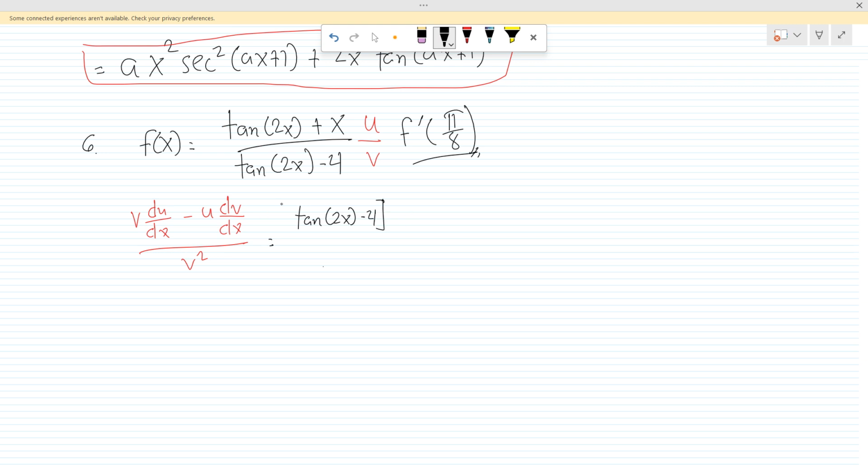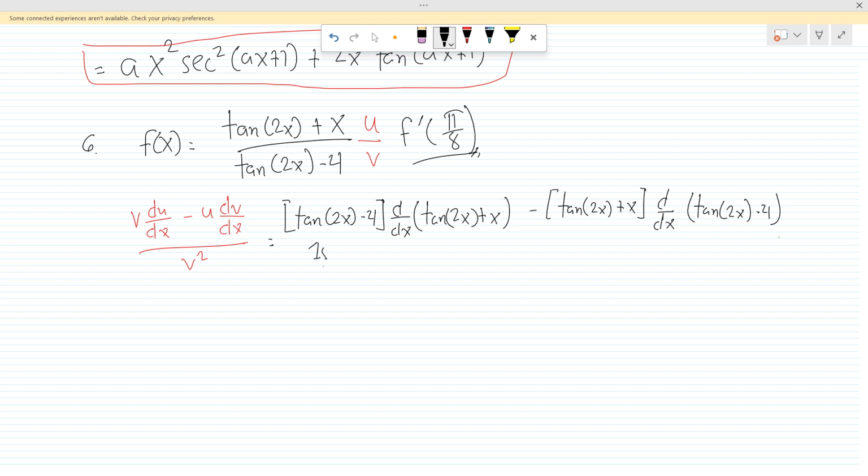Then, layo ko yung bracket. Derivative of what? d over dx of tangent of what? 2x plus x. Then minus, what is our u? Tangent of 2x plus x. Then the derivative of our v, which is tangent of 2x minus 4, all over. Guys, can I put the denominator later on na lang? Kasi medyo mahaba, para ma-simplify mo na.